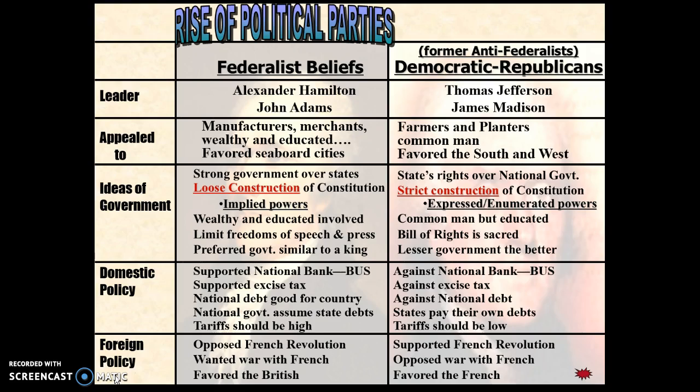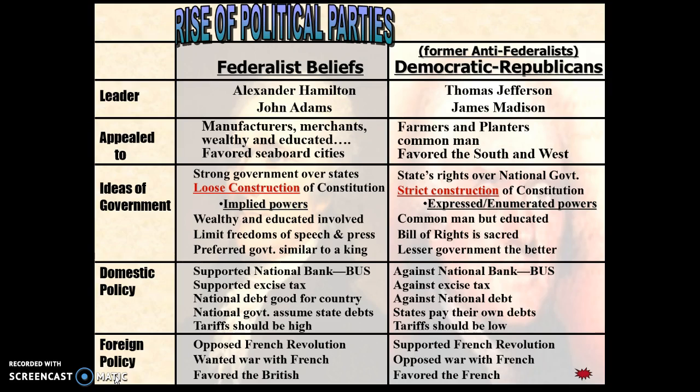National government should assume state debts, and tariffs should be high so that those merchants can sell goods to Americans, so that those manufacturers can sell goods to Americans. So you can see why they would support it. Their foreign policy was that they opposed the French Revolution. They did not like the French, and they favored the British, mostly because the British were a wealthier country. If you recall, the French are in massive debt because we didn't pay back our debt from the American Revolution. He wants to pay back that debt, Hamilton does, but he favors the British because they're a stronger country.